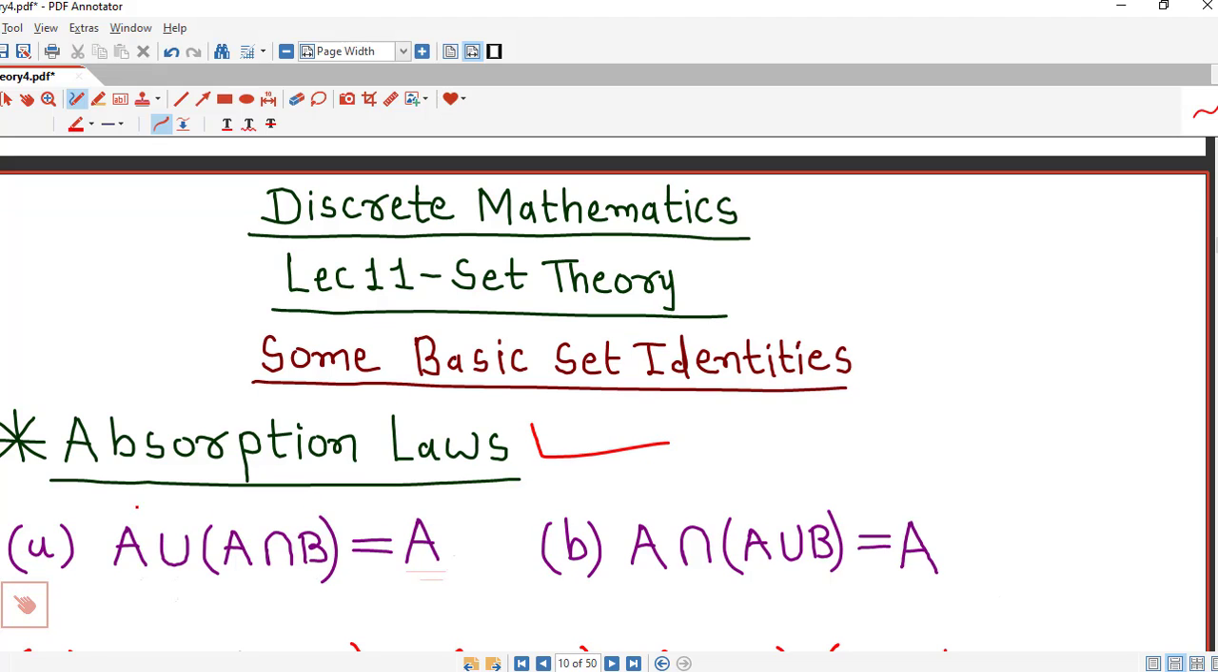So suppose we have two sets A and B, then if we consider union of set A with A intersection B, then we will obtain set A. That means here set B will be absorbed. That is the reason why these laws are known as absorption laws. Similarly, other identity can be obtained by replacing union by intersection and intersection by union in this identity. So we obtain A intersection (A union B) equal to A.